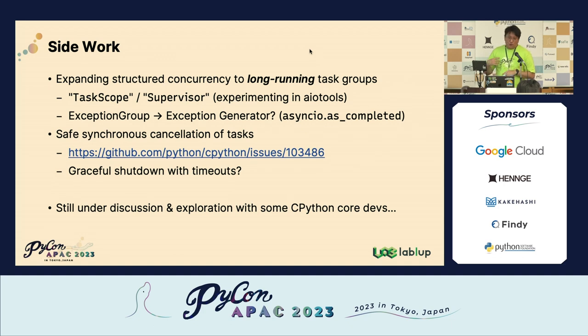So I'm going to propose some new APIs to handle long-running, server-oriented tasks with safe cancellation semantics, which is introduced by the Task Group API. Maybe we need some new APIs like exception generator instead of exception group. And there are also some ongoing discussions of having safe and synchronous cancellation of tasks and so on. Still, these are not finalized yet and are under discussion and exploration with several CPython core dev team members.